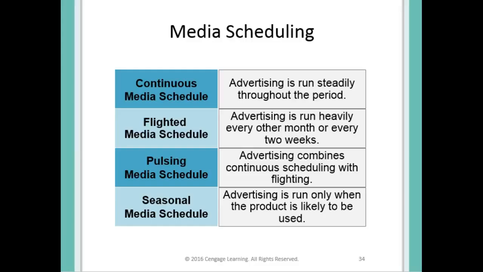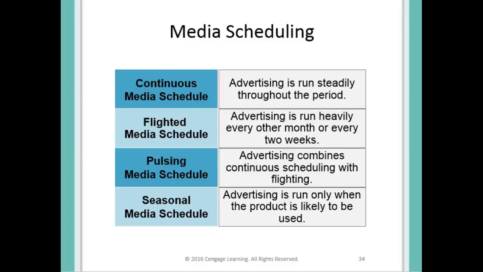The continuous media schedule is just one. It is run continuously, or on a regular basis, through the selected period of time. Examples include like toiletries, soaps, toothpastes, toilet paper, tissues, things like that. The flighted media schedule, you can read the definitions on the screen. I'll just give you a couple examples.